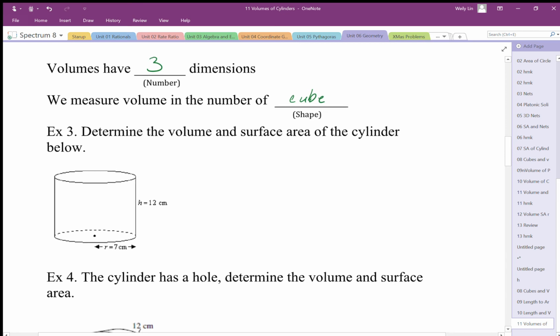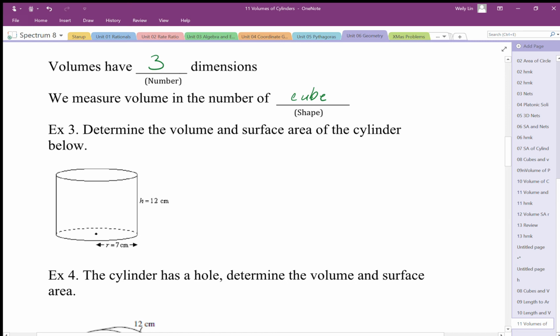So to determine the volume and surface area of this cylinder, we're going to take the volume. Volume is equal to pi times 7 squared times the height. So the volume works out to be 588 pi. That's cubic centimeters, which is approximately equal to 1,847.3 cubic centimeters, rounded to 3 decimal places or so.